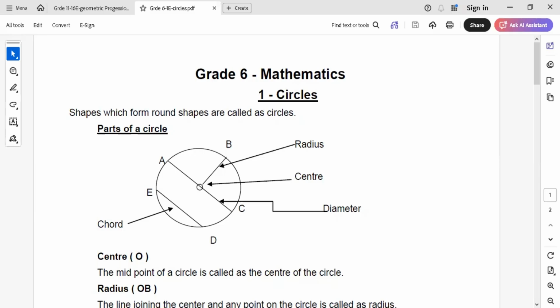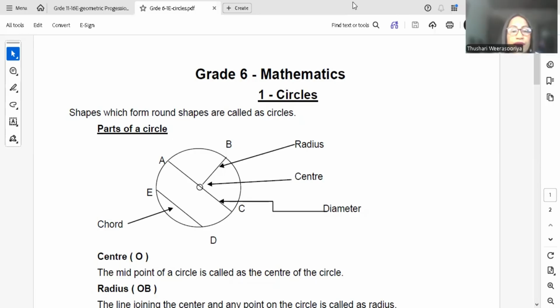Today I'm going to do the grade 6 English medium first term, the first chapter, that is circles. Shapes which form round shapes are called circles. Now I have drawn a circle here. First of all, we'll see parts of a circle. The main top part of this lesson is parts of a circle.